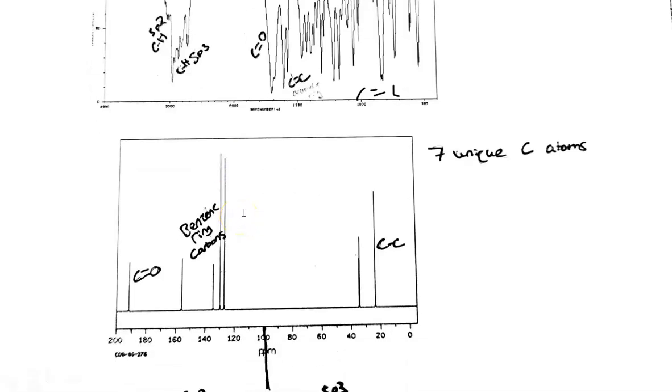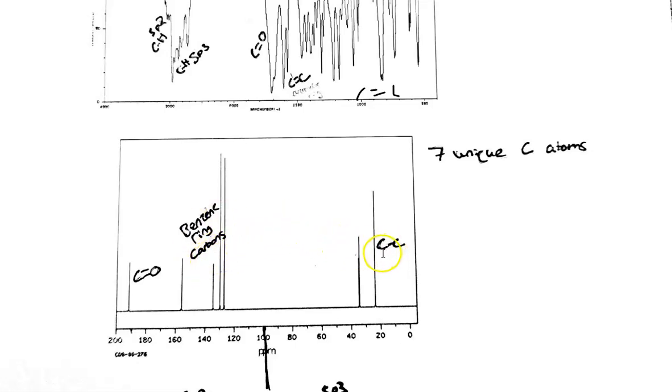Looking at the carbon NMR, you can see there's 1, 2, 3, 4, 5, 6, 7. So there's 7 unique carbons out of the 10. Starting up here, this is around 190, 192. It relates to a C double bond to an O. And then these are the benzene ring carbons in the shift range of 155 to 125, the carbon double bond to carbon of the benzene ring.